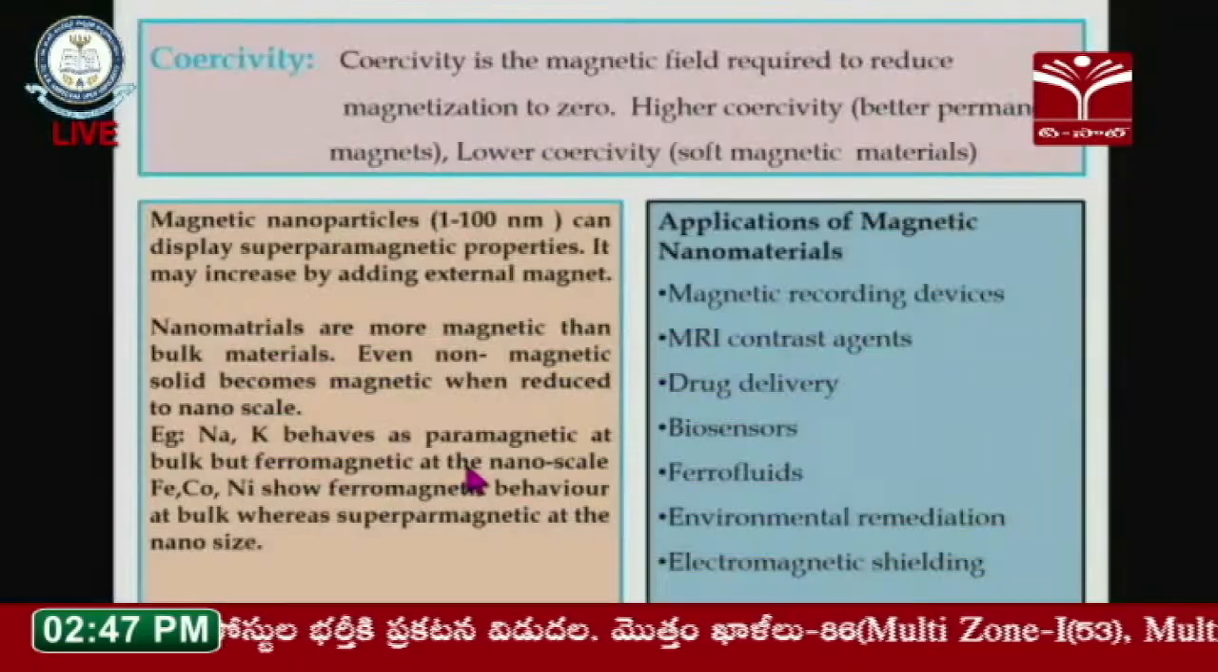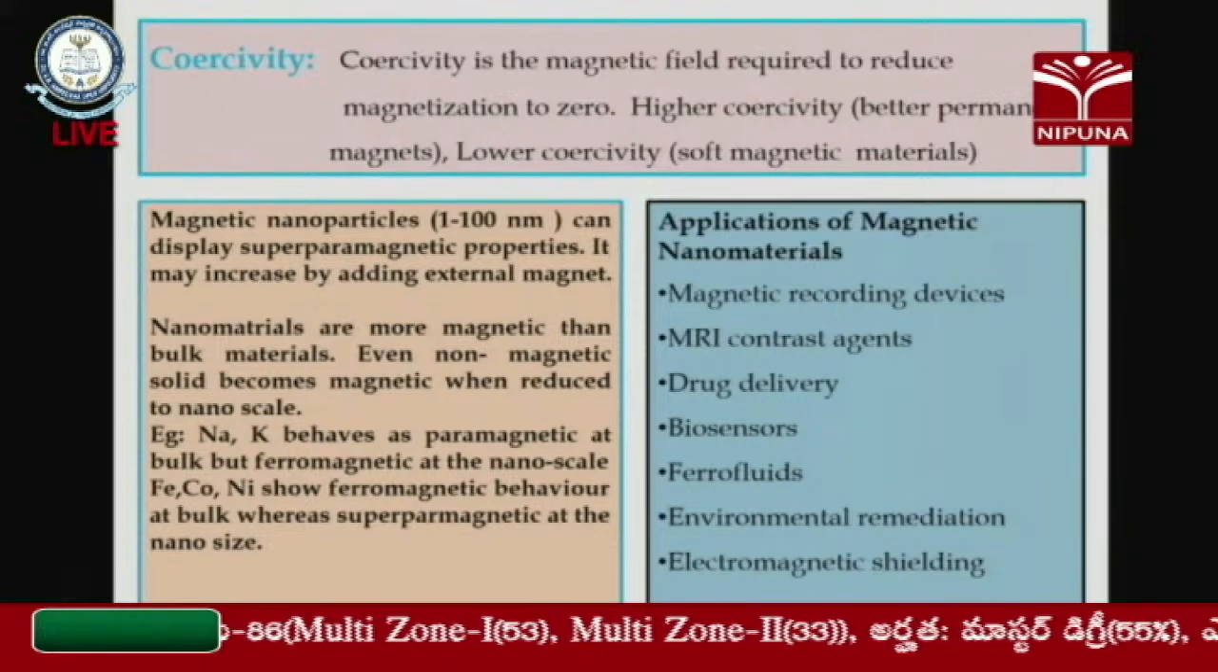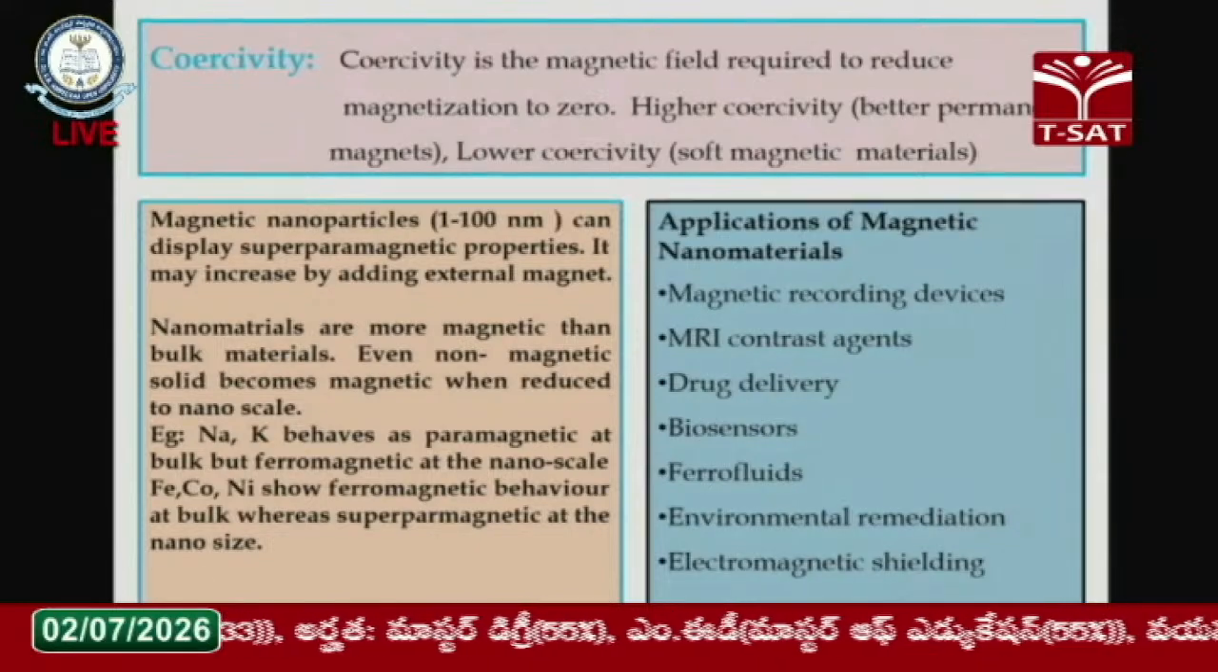And nanomaterials are more magnetic, as I said, because of the spread of the atoms. Surprisingly, sodium and potassium behave as paramagnetic at bulk level, but when they go to the nano level, they are ferromagnetic. They show the ferromagnetic nature of the material. So we know that iron, cobalt, nickel show ferromagnetic behavior at bulk, but they become superparamagnetic at the nano size.